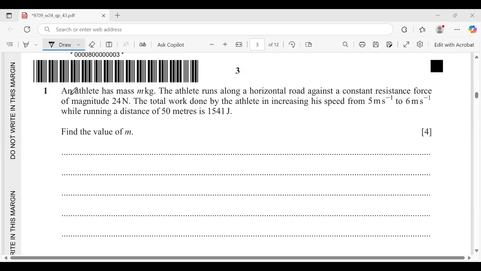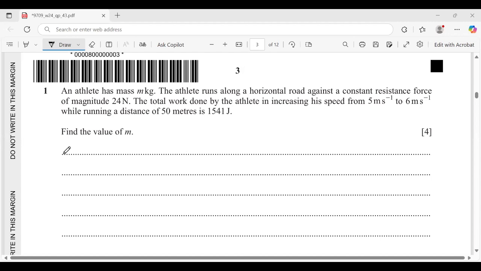Number one, an athlete has mass m kilograms. The athlete runs along a horizontal road against a constant resistance force of magnitude 24 newtons. The total work done by the athlete in increasing his speed from 5 meters per second to 6 meters per second, while running a distance of 50 meters, is 1,541 joules. Find the value of m.